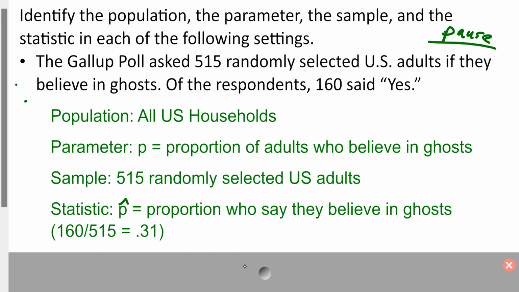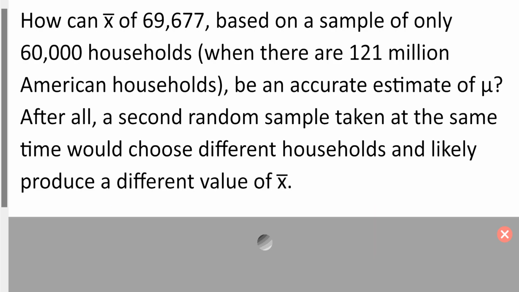Now, I want to go back to our income one. How can X bar of $69,677, based on a sample of only 60,000 households, be an accurate estimate of mu, when we know that there's 121 million American households out there? How can the 60,000 be actually a good estimate? After all, a second random sample might get you a totally different value.